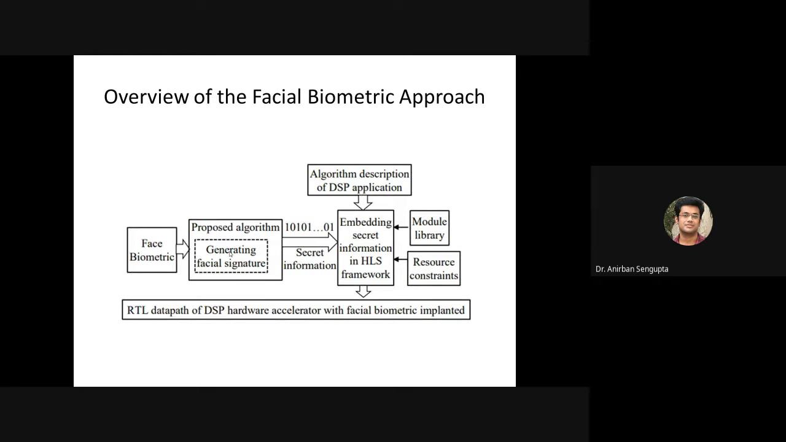In facial biometry, what happens is we devise an algorithm to generate the facial signature, which acts as a secret information for embedding the secret information in the HLS framework. The HLS framework works under the influence of module library and the resource constraints, as well as the algorithmic description of the DSP application.